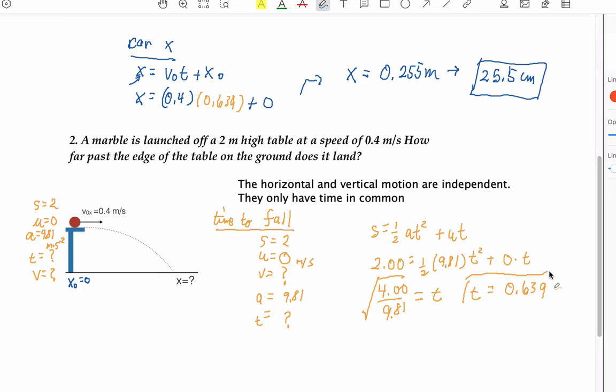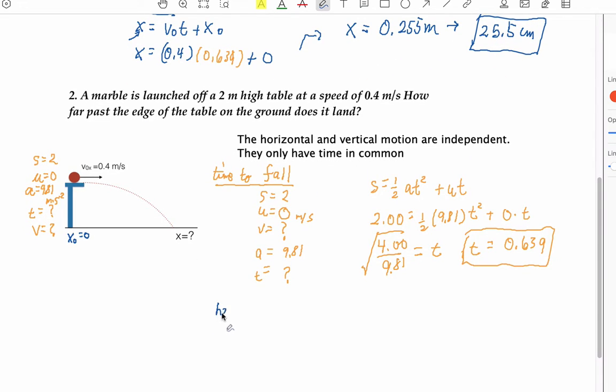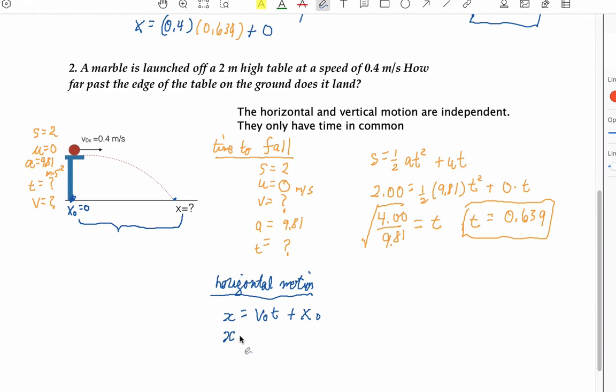Now that part's not surprising. Now let's look at what the marble does horizontally. So now let's talk about the horizontal motion. And we're going to set it up like this. So we're going to say x equals v naught t plus x naught. And let's remember, our goal is to calculate this separation distance from the bottom of the table edge here to the distance where the marble actually lands. So that's going to be x equals 0.4 times this time that we had before from above, 0.639, because the time spent falling is exactly the time spent traveling horizontally, plus 0.